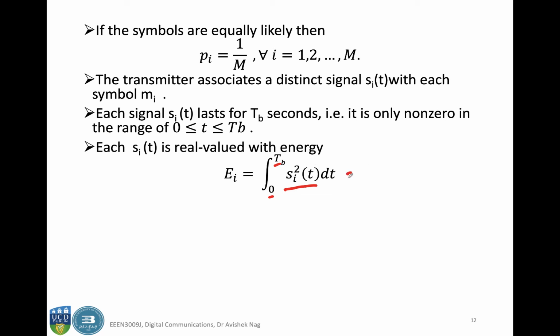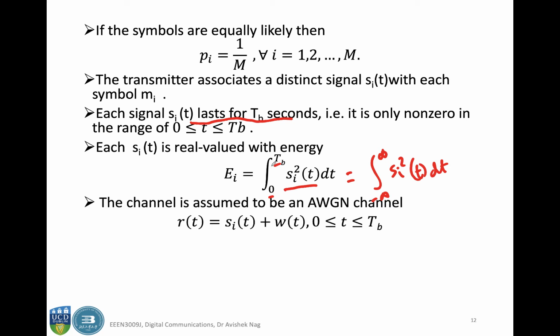But generally speaking, for a general signal, this is like minus infinity to infinity, s_i(t) squared dt. So in this case, since your s_i(t) is defined between 0 to T_b seconds, the integral goes from 0 to T_b. And then the channel is assumed to be AWGN. So this means additive white Gaussian noise channel. So the channel adds some noise that is defined by this term w(t).